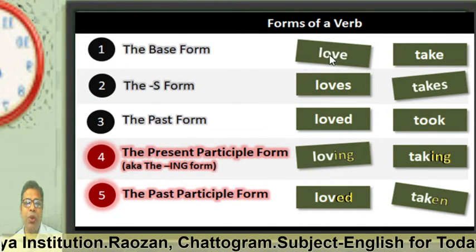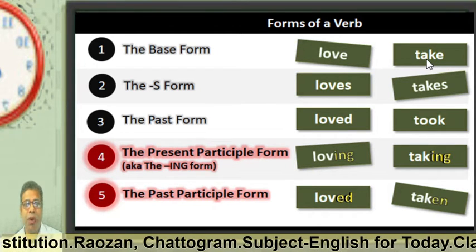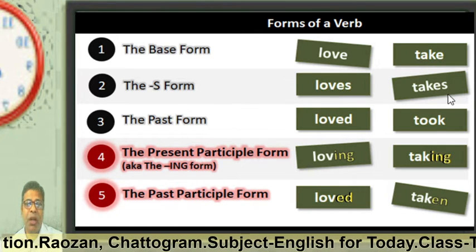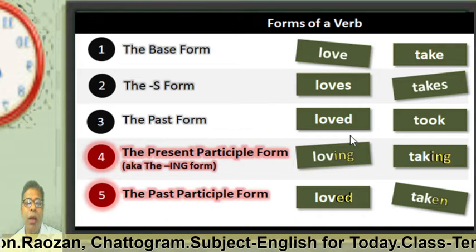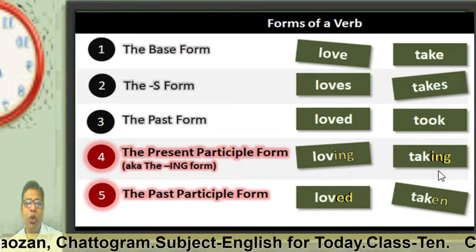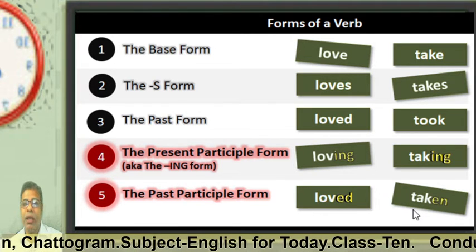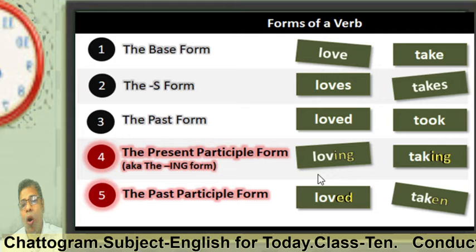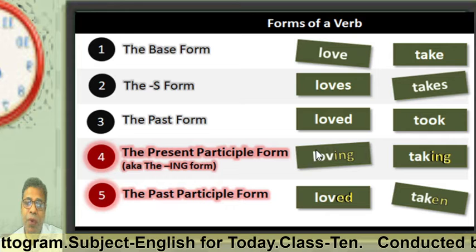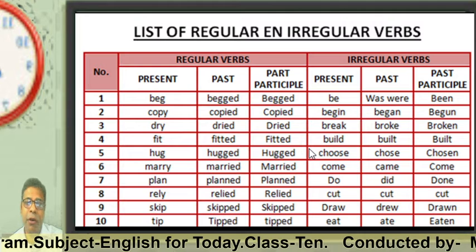In the first form, I choose the verbs love and take. This is the B1 form or base form or present form. And the S form, loves, takes. Past form, loved, took. And present participle, loving, taking. And past participle form, loved, taken. These are the five forms, and always you have to insert these forms at the time of filling the blanks with right form of verb. So I have a chart for you.